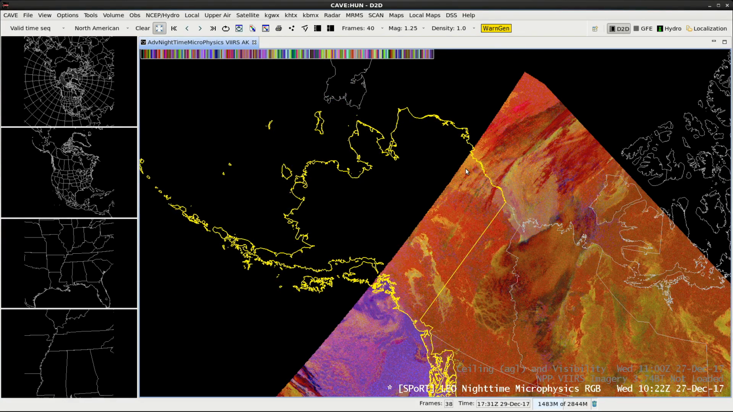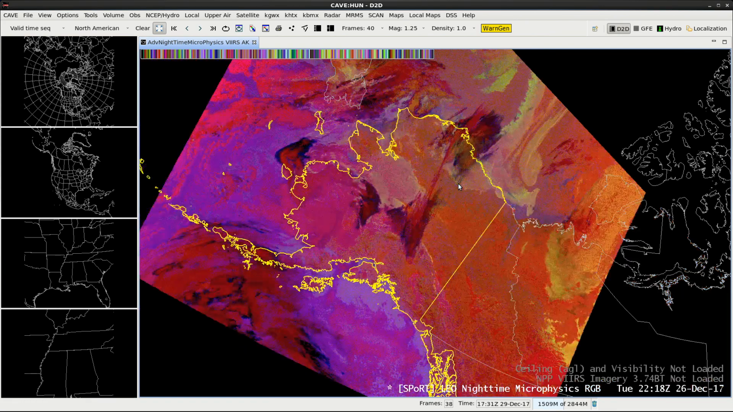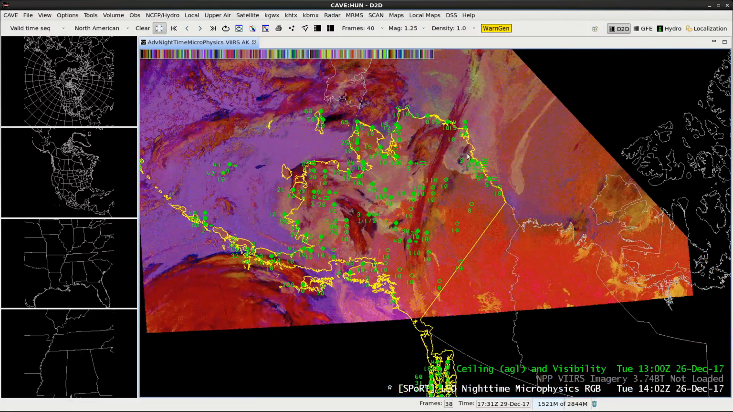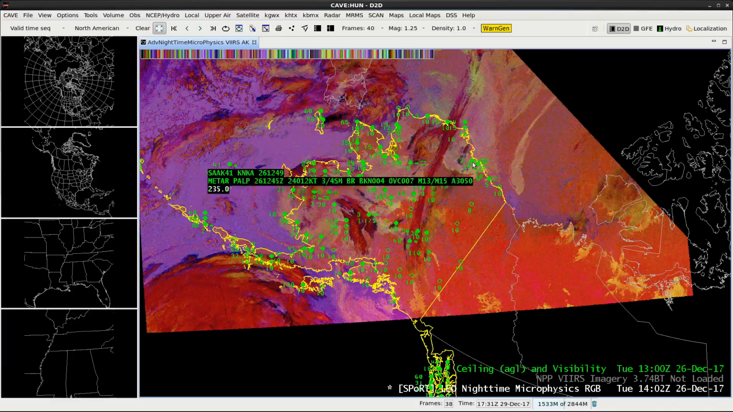By the morning of December 27th, these clouds have spread much further inland. Taking a look at some of the observations during this period, we can observe that these clouds were impactful to aviation. Notice here that bases were around 400 feet, some observations as low as 300 feet, and also that freezing fog was even occurring in some of these observations.